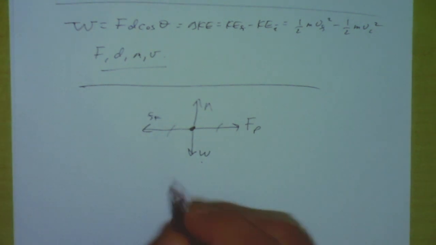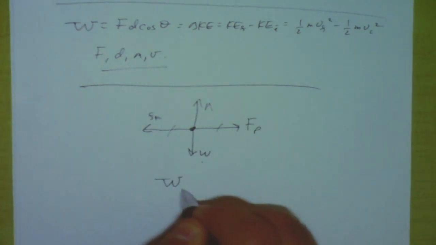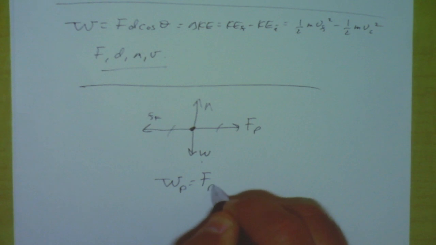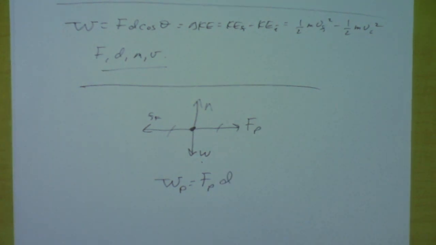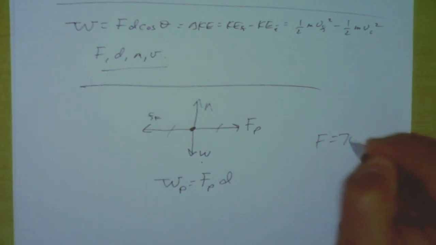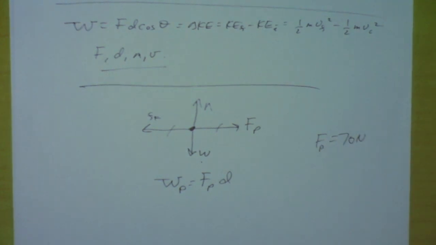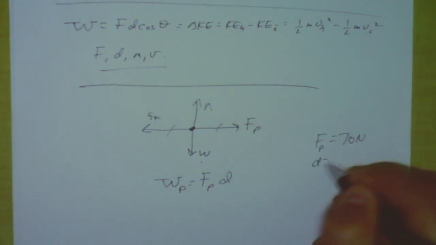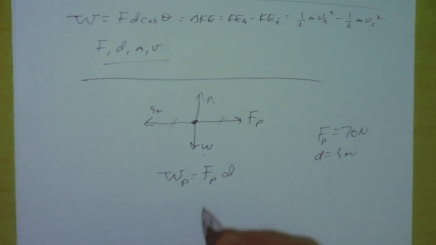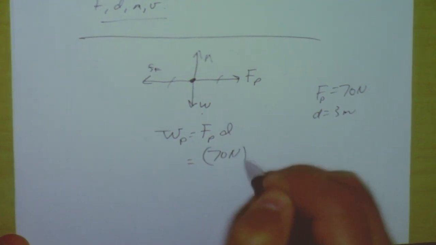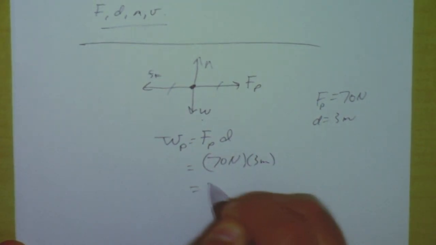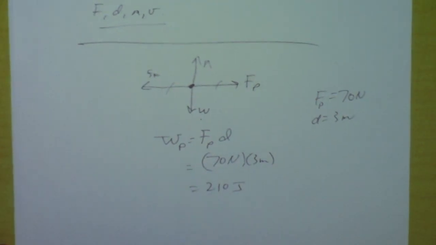So the work done by the push, it's the force, and then the distance that we're going through. And they tell us these in the problem. This force is 70 newtons. And the distance that we're going through, 3 meters. So the work by the push force here, 70 newtons times 3 meters, so 210 joules. Okay?